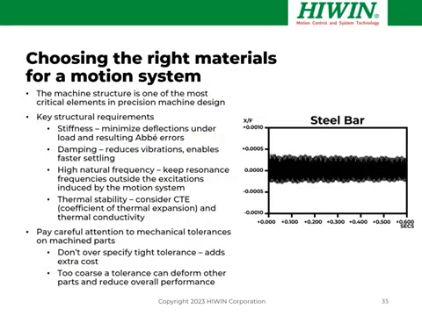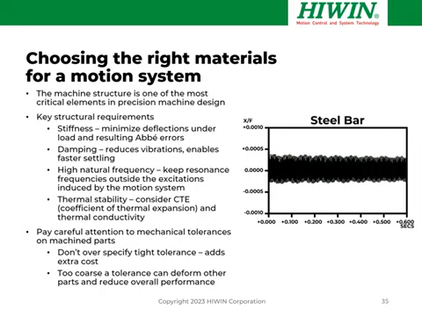Now let's consider one of the most important elements. What materials do we use to construct our motion system? Choosing the right materials is very important. What are some of the things we look for when we want to choose a material? Well, stiffness. How stiff is the material that we're going to use? We want to minimize deflections under load and the resulting Abbe errors.